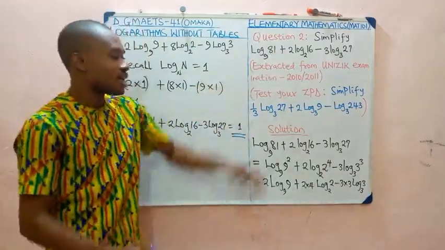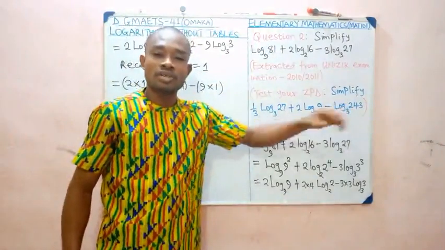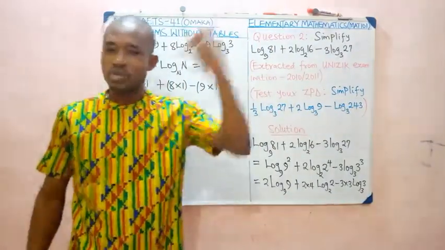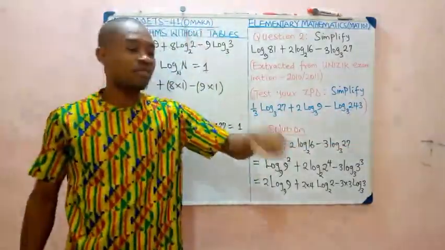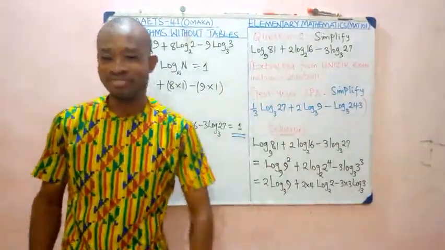Use the same principle and solve this. As a hint, break down these 243 to its base. Use 3 to divide it and see that you get 3 raised to the power 5 to be equal to 243. So you can work it out.